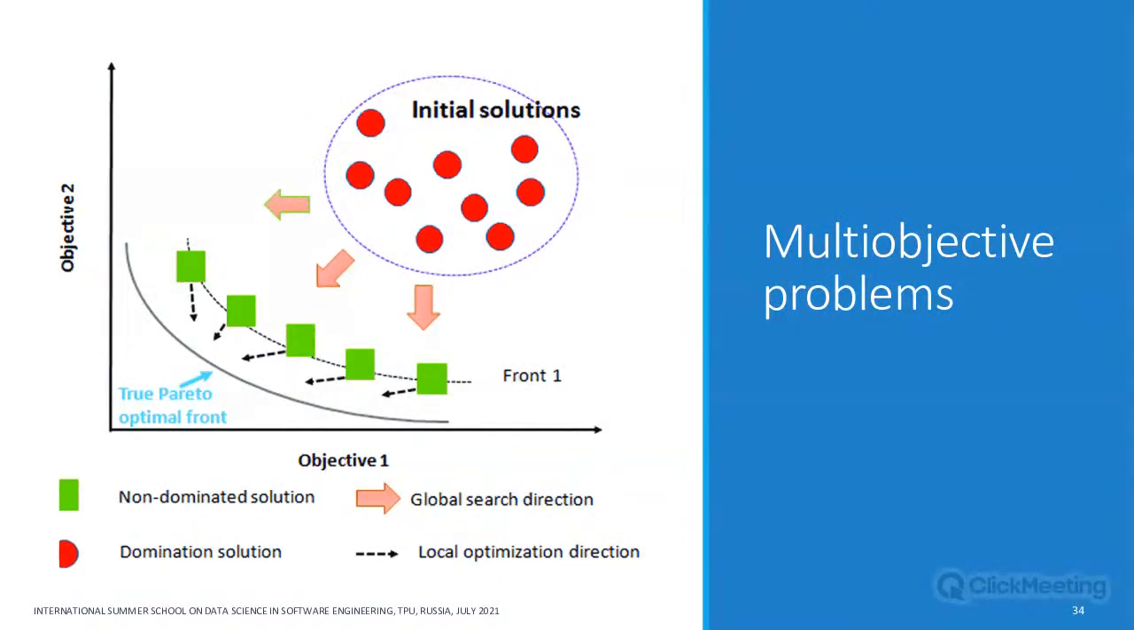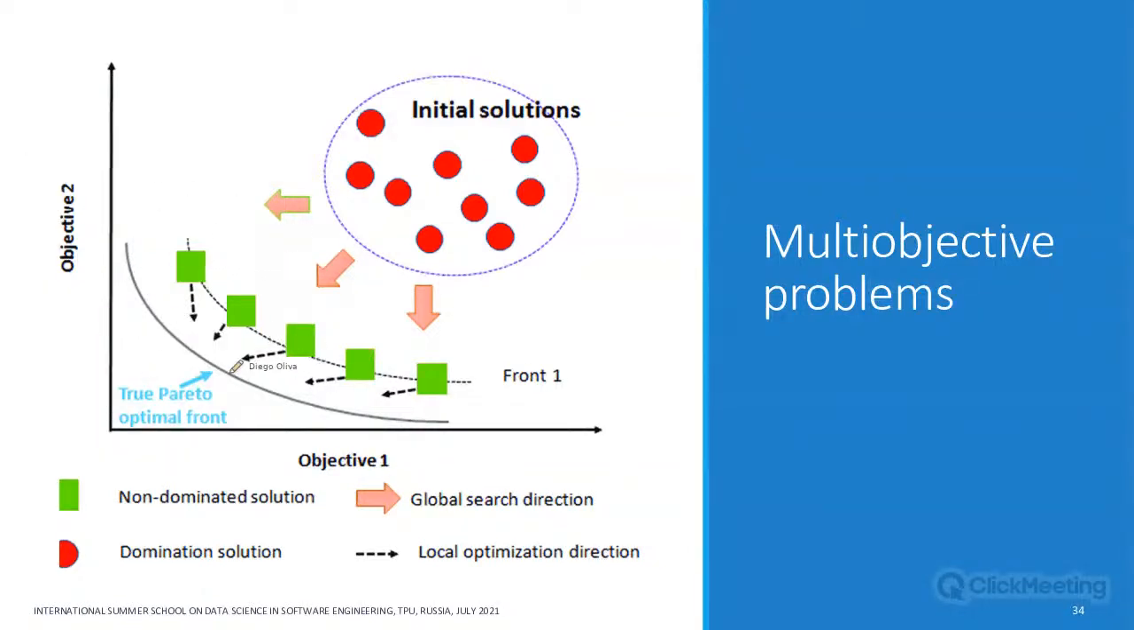So for the multi-objective problems, we have the definition of two or more objective functions. Here we need to find a set of solutions that conform the Pareto front, and we also need to find the optimal Pareto front. By doing this, we have a set of solutions that are non-dominated by any of the objective functions.